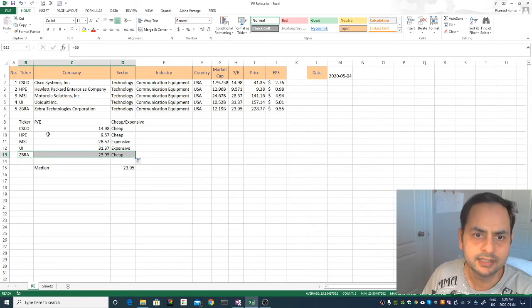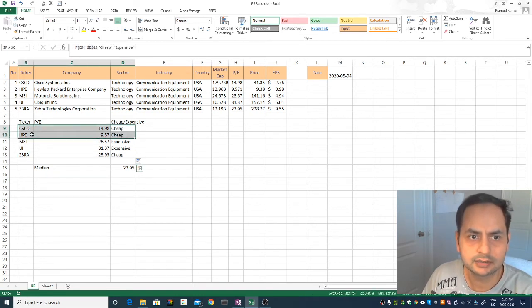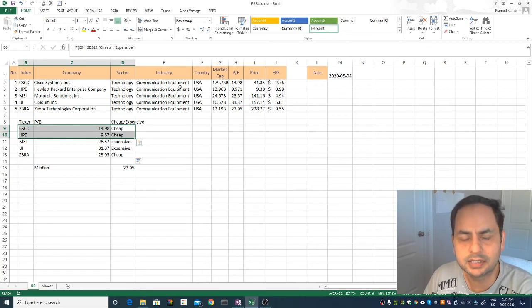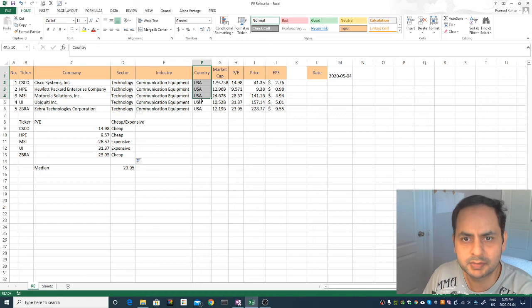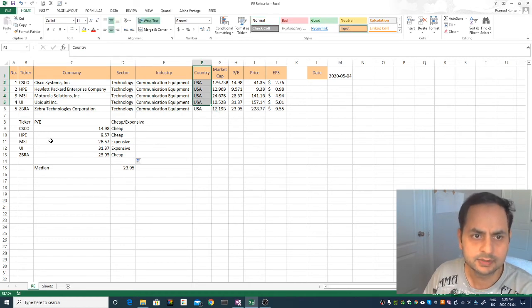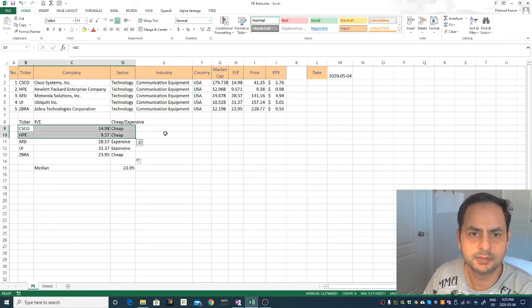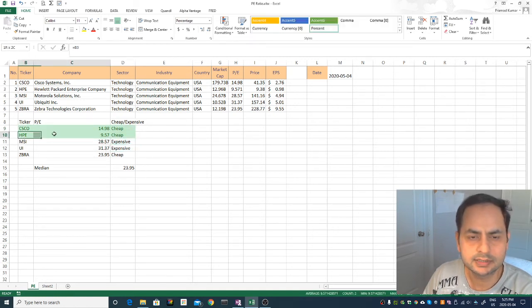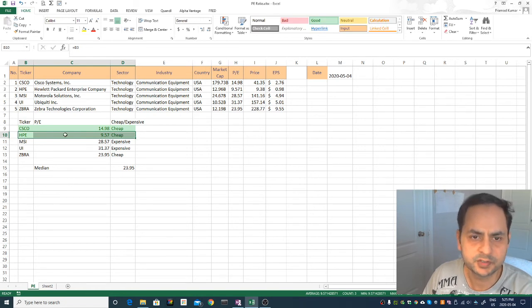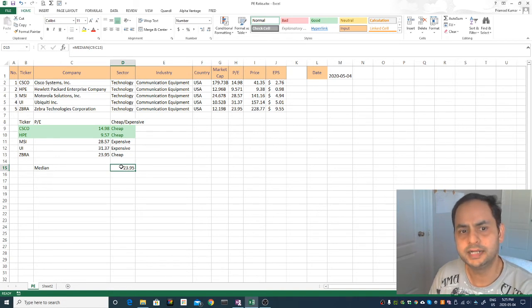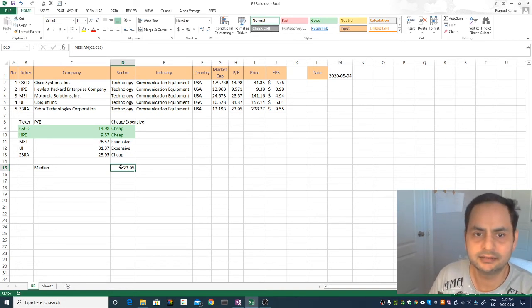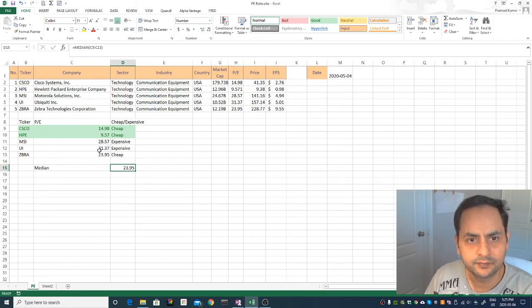So I got that these two PE ratios are coming cheap within this communication equipment industry under the technology sector, and the US is my market. So these two are coming cheap, so I select this one, and within this you notice even further, this is HP. Why did I select median? Sometimes when you have huge data, there may be some very high outlier which affects your comparison. So it's always better to use median.